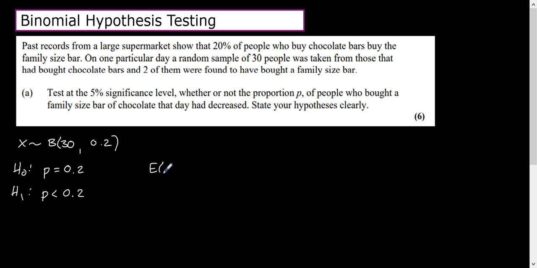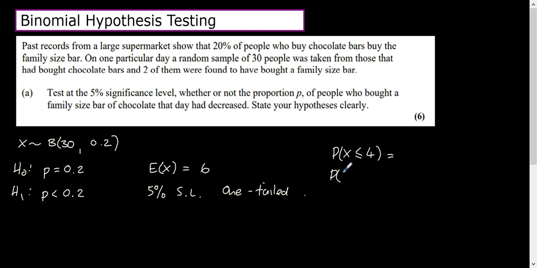Our expected value in this particular question, so out of 30, how many would you expect to have bought the family size bar? You'd have expected 6 with a probability of 0.2. We have a 5% significance level again, and our test is one-tailed. So let's set about finding our critical region. We'll go, again, a couple either side of the expected value. So we'll go less than or equal to 4. And again, that's just a starting point. It's not a set in stone rule. It's just to save me writing out lots of extra working.